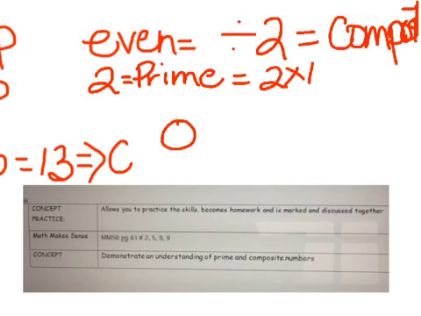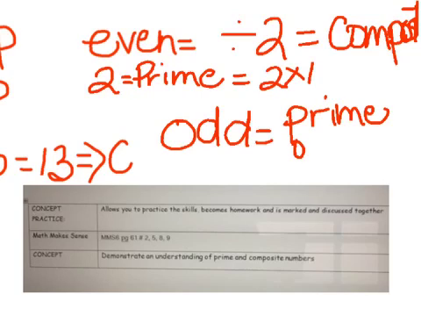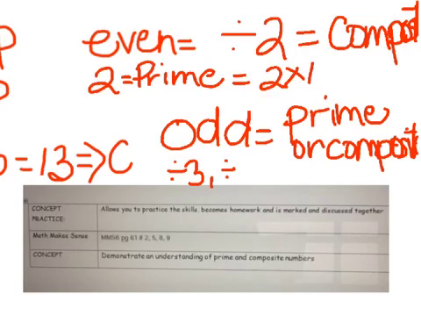Generally speaking, odd numbers are tricky because they can be either prime or composite. So you have to check these ones more carefully. I would always divide it by 3, divide it by 5, divide it by 7 to check if you're on the right track or not, whether that odd number is prime or composite.